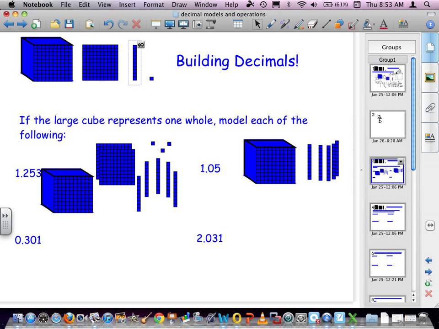So what would you use for 0.301? How would I say that? I would say that as 301 thousandths. Yeah, we're gonna get it. Oh, right. Sorry. So this would be 3 flats and 1 little cube, and this one would be 2 big cubes, no flats, 3 rods, and 1 little cube. Okay, good. All right.